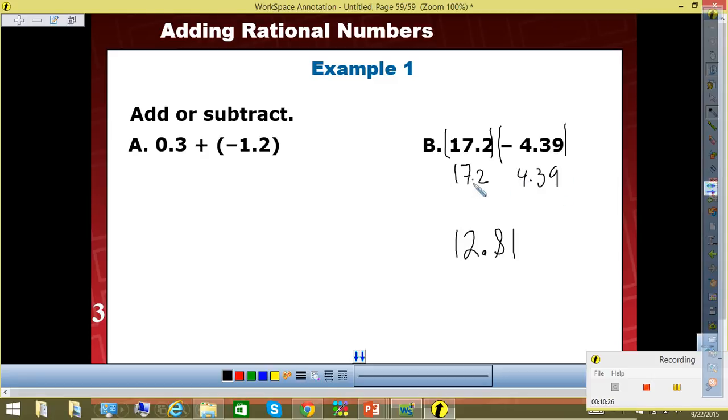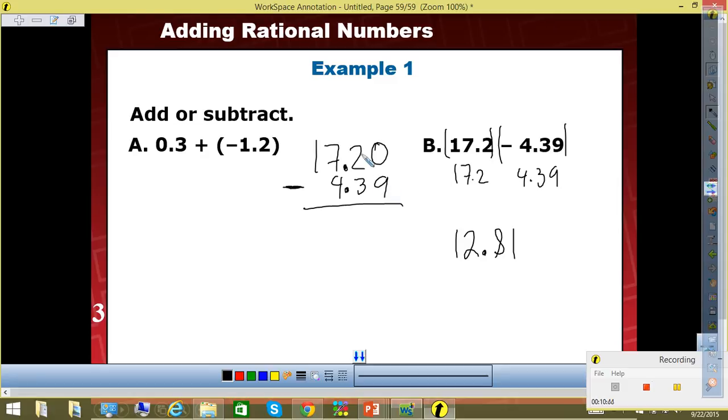Let's see. I said, do the absolute value. This is 17.2. Absolute value of this one, that is 4.39. Which is the greatest one? 17. So we're going to write 17.2 over 4.39. Make sure you align the decimals. Asegúrense de alinear los decimales. Are they the same sign? No, that's why we subtract. Add a 0 right here.